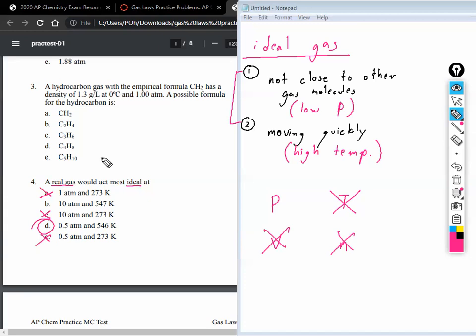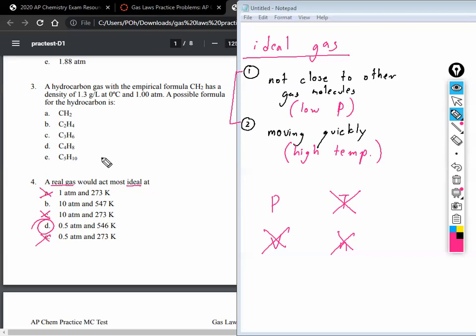Easy peasy, right? Good call on the pressure, yeah. So in an ideal gas, just remember, we assume low pressure, high temperature, because volume has to do with the container that it's inside of. It doesn't matter what kind of container we put it into. N has to do with moles, how much gas there is. We don't really care how much gas there is. We can have a lot, we can have a little. What we care about is the pressure and the temperature.